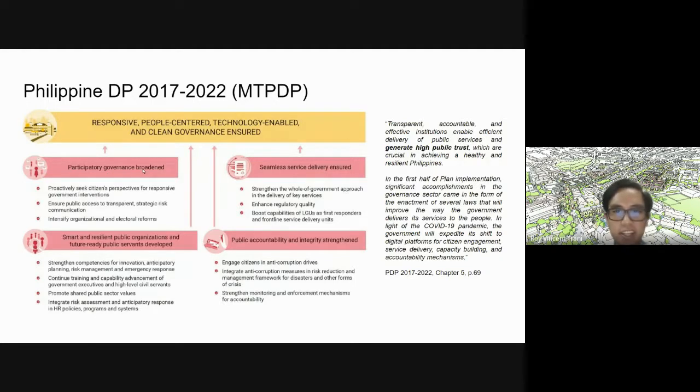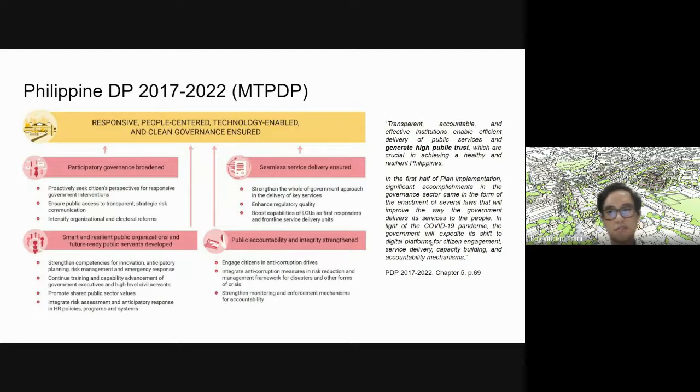Participatory governance broadened, seamless service delivery ensured, smart and resilient public organizations and future-ready public servants developed, public accountability and integrity strengthened. Just reading that, it feels like a bunch of words that don't really mean anything because they're so vague. Participatory governance broadened. And this is just me ranting a bit, but it says proactively seek citizens' perspectives for responsive government interventions. Like, how do they do that?